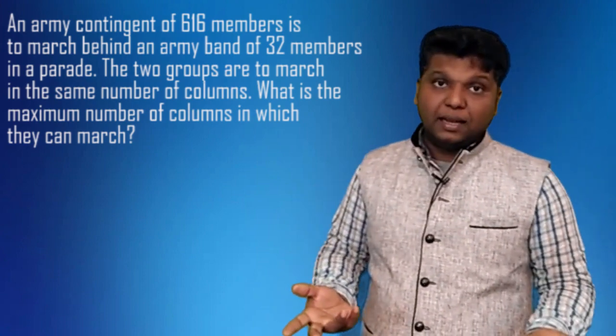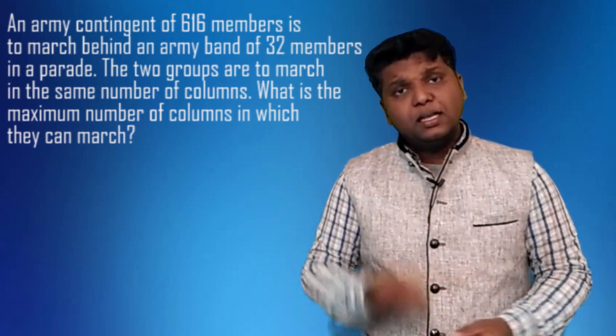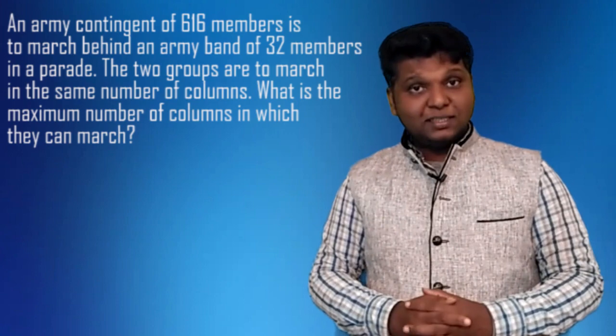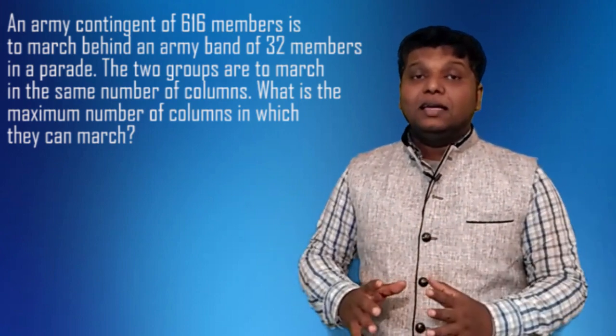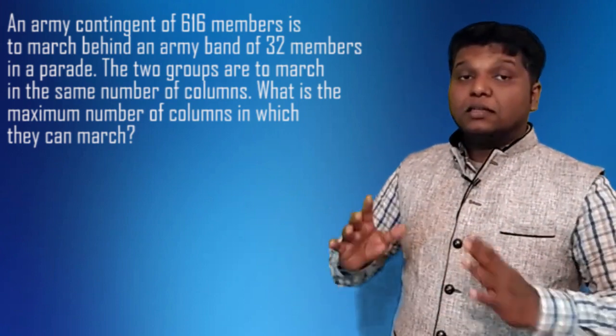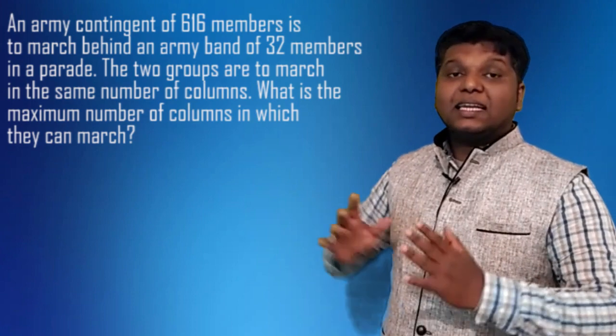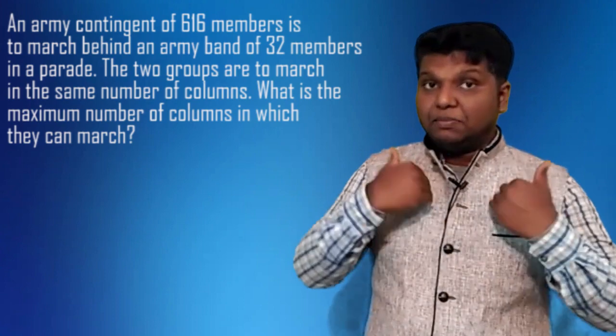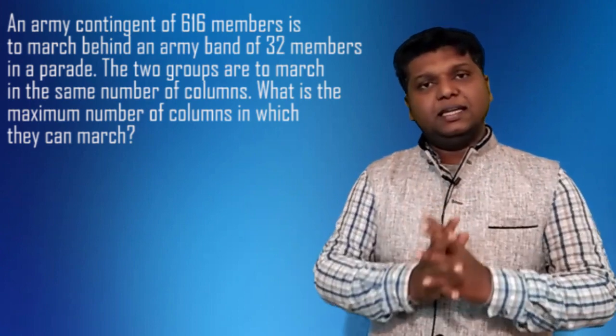Normally it's happening like that, right? You're familiar with that. You have seen it. Plenty of you might have seen it, at least on television. So here it's perfectly numbered: the total army contingent consists of how many members? 616 members. This is the given data. Keep that in your mind.